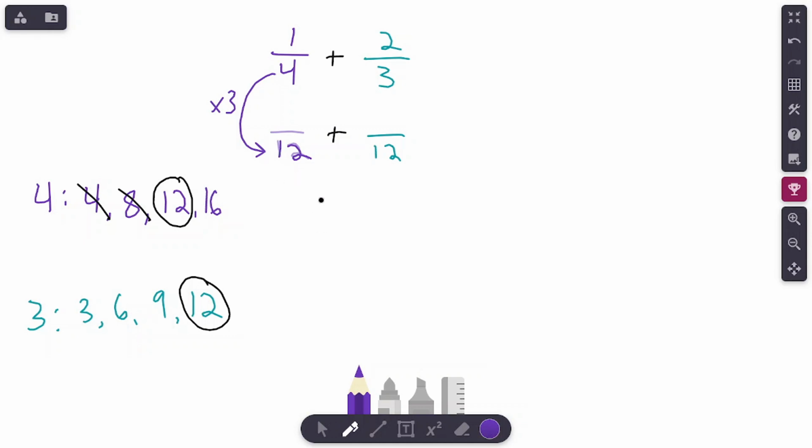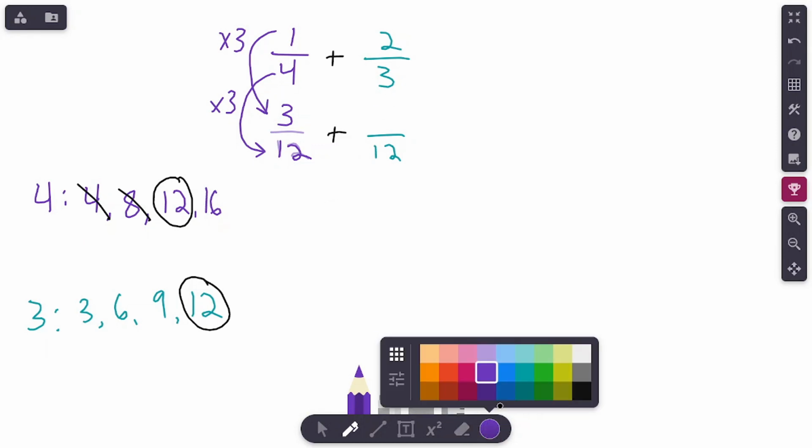Okay, stick with me. So if we multiply the denominator by 3, anybody got any ideas what you need to do to the numerator? Here's something you're going to hear me say a lot. Whatever you do to the top, you do to the bottom. Whatever you do to the denominator, you do to the numerator. So if we multiply the denominator by 3, we're going to multiply the numerator by 3. So 1 times 3 gives us 3.